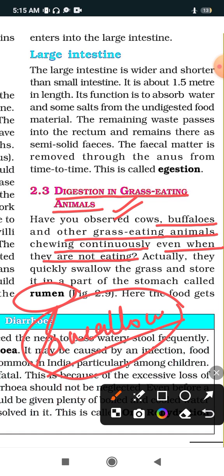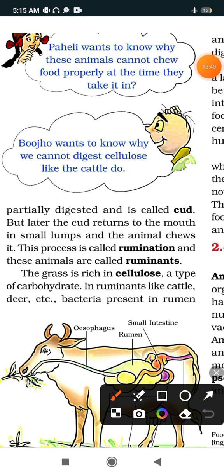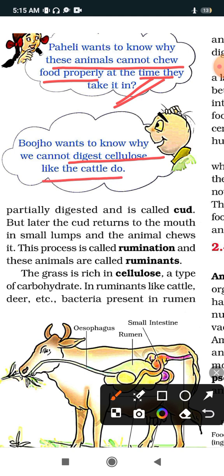First they swallow their food, and that food is stored in their stomach, and that part is known as rumen. Clear? Now Paheli wants to know why these animals cannot chew food properly at the same time when they take it in. Boojho wants to know why we cannot digest cellulose like the cattle do. Because human beings do not contain bacteria. Clear? This cellulose is only digested by grass-eating animals because they contain bacteria to digest it.